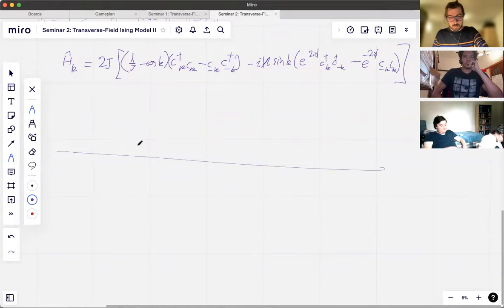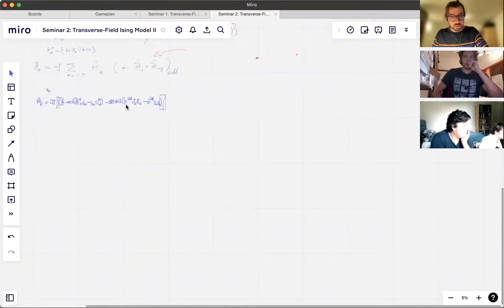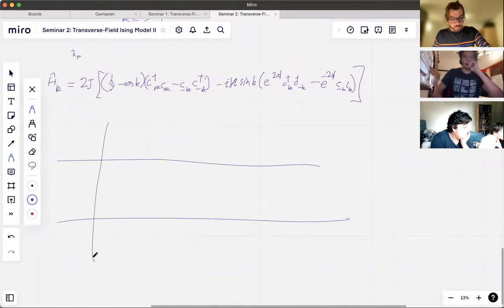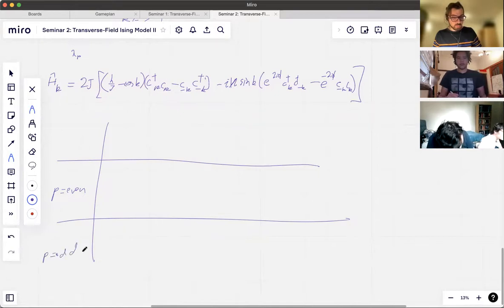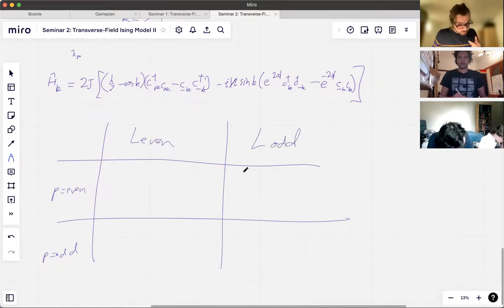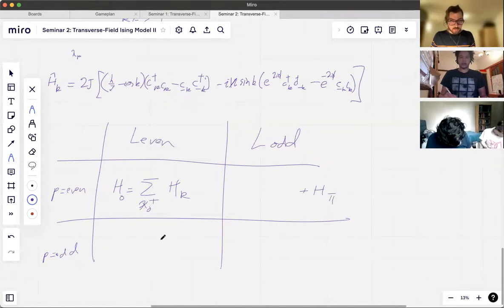So depending on, I'll shrink it down because my writing's gone huge again. In the even sector, on one axis we have the even sector and the odd sector, and on this axis we have the evenness or oddness of the chain. So if we're even, then you end up with H equals some K_0 plus sum of H_k, that's it. In the odd sector, you have an extra term plus H_pi. In the odd even sector, you have plus H_0 plus H_pi. And in the odd sector, you have plus H_0.